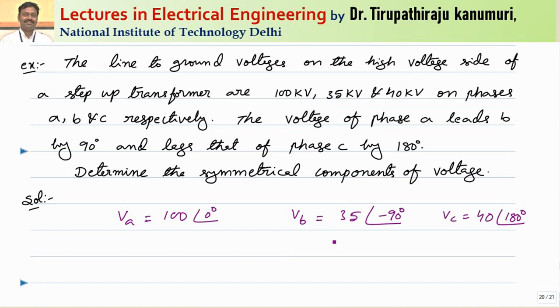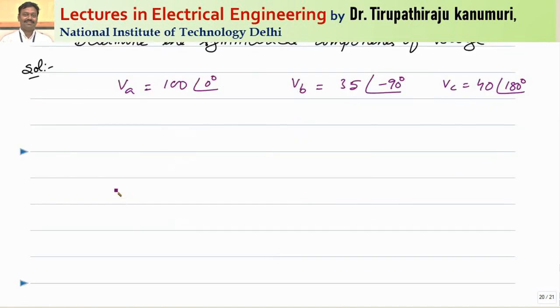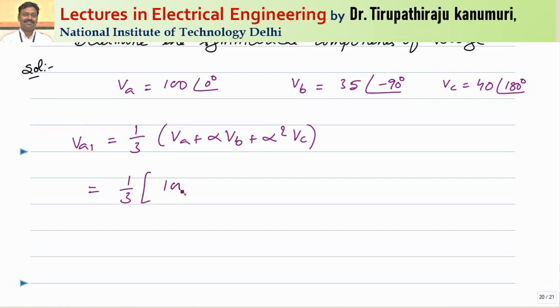Now it is asked to calculate the sequence components. We know the formula. The value of Va1 will be equal to 1 by 3 times of Va plus alpha times Vb plus alpha square times Vc. Let us see how to calculate this. So this will be 1 by 3 times of Va, which is 100 at an angle of 0 degrees, plus alpha, which means 1 at an angle of 120 degrees, multiplied by Vb, which is 35 at an angle of minus 90 degrees, plus alpha square, which is 1 at an angle of 240 degrees, multiplied by Vc, which is 40 at an angle of 180 degrees.